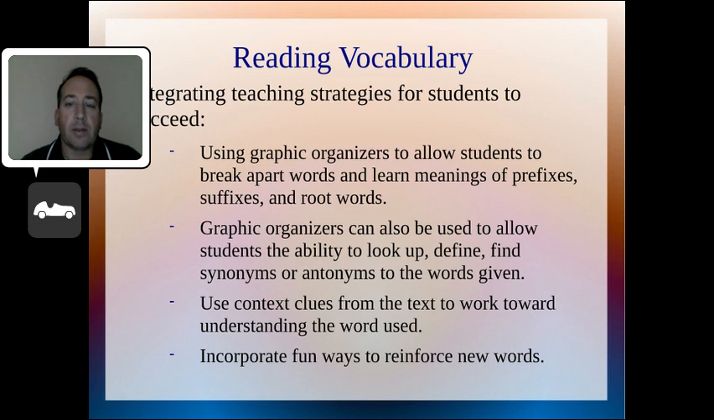These can also be used to allow students to understand what context clues are in order to read the rest of the sentence, even though they may get stuck on one word they may not know. By understanding the rest of the sentence, they may be able to begin to understand what the word could mean. I'm going to show you one of those techniques as well. And then incorporating fun ways to reinforce new words and have the students have a better understanding as to the text that they are reading.